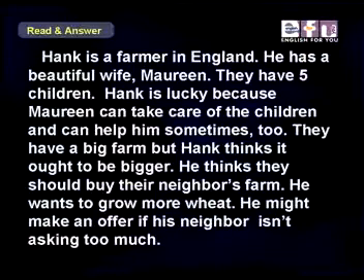Hank is a farmer in England. He has a beautiful wife, Maureen. They have 5 children. Hank is lucky because Maureen can take care of the children and can help him sometimes too. They have a big farm, but Hank thinks it ought to be bigger. He thinks they should buy their neighbor's farm. He wants to grow more wheat. He might make an offer if his neighbor isn't asking too much.